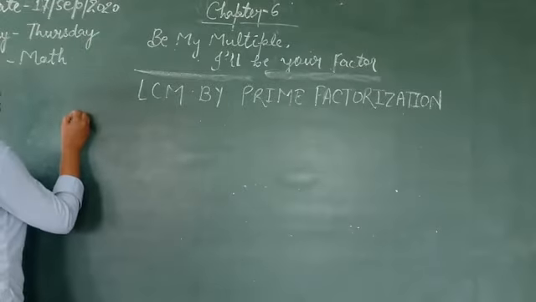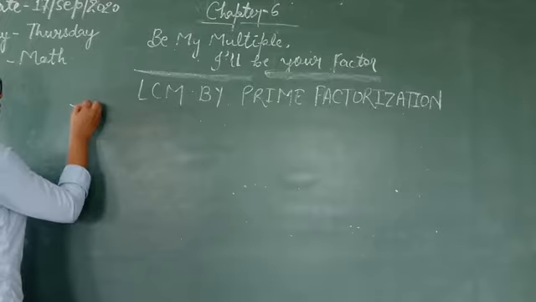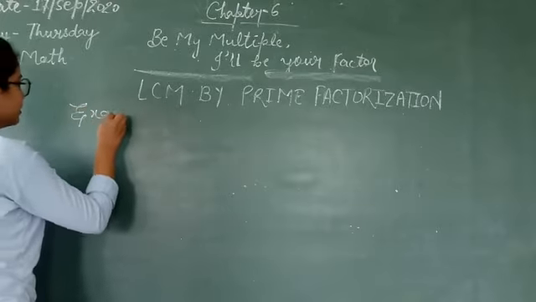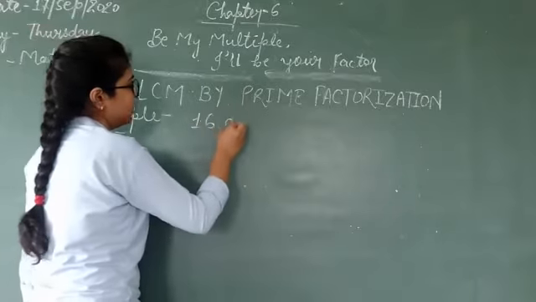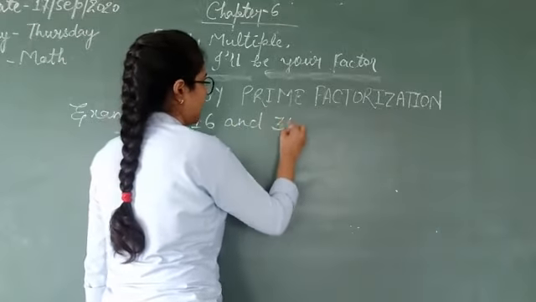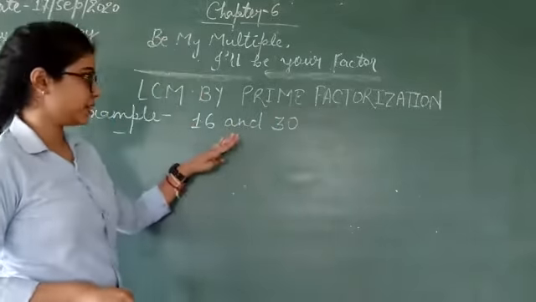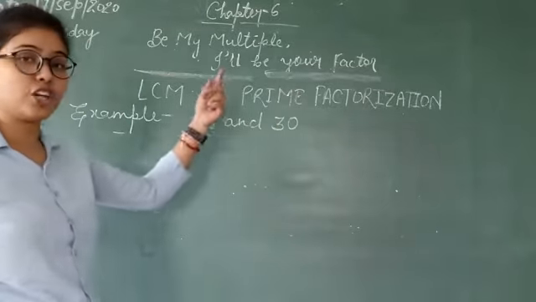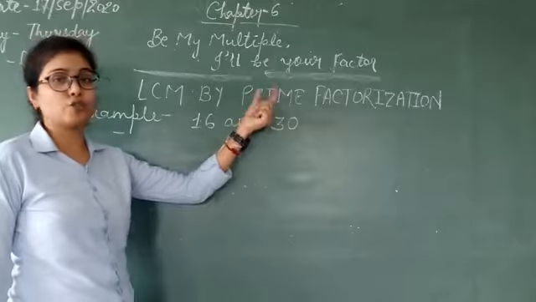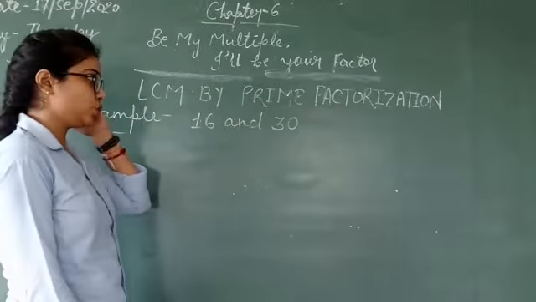Here we have to find the LCM of 16 and 30. We have to find the LCM of 16 and 30 by prime factorization. And in the last video I told you what a prime number is, so we are going to use that.